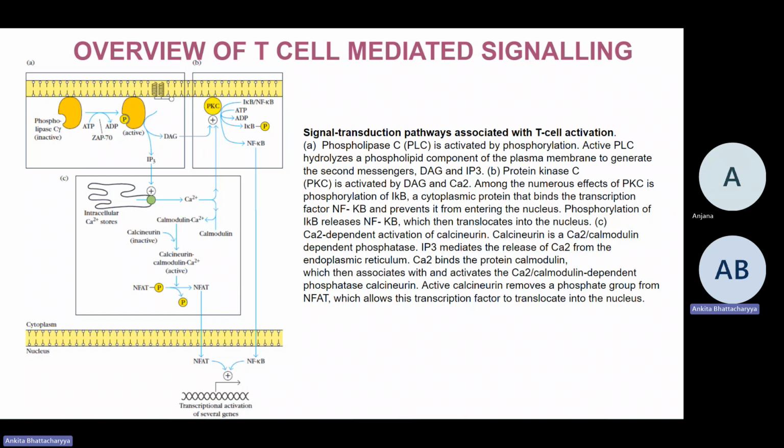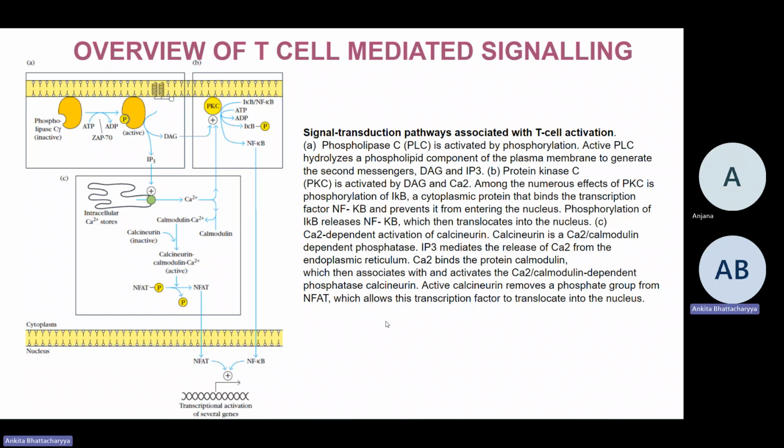What is calcineurin? It is a calcium calmodulin dependent phosphatase. A phosphatase is something which cleaves a phosphate molecule, removing the phosphate entity. IP3 mediates the release of calcium from the endoplasmic reticulum. Calcium binds the protein calmodulin, which then associates with and activates the calcium calmodulin dependent phosphatase known as calcineurin. Active calcineurin removes a phosphate group from NFAT. NFAT is another transcription factor that is then able to translocate into the nucleus.